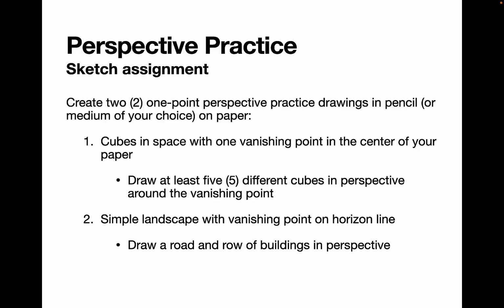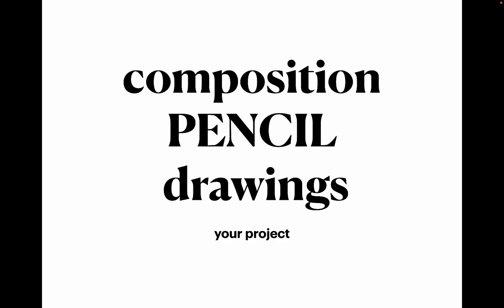Because it's 1 point perspective, and the one vanishing point is in the center of your paper. And you're going to draw at least 5 different cubes all in perspective around that vanishing point. Again, I'm going to demonstrate how to do that. And then we're going to practice a simple landscape, again with one vanishing point on the horizon line. So you'll have to draw at least a road and a row of buildings in perspective. This is your warm-up for your project, which is your composition pencil drawings.